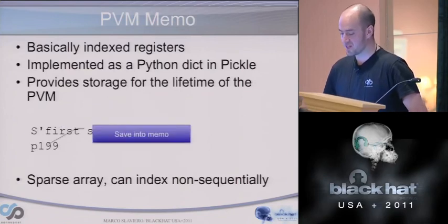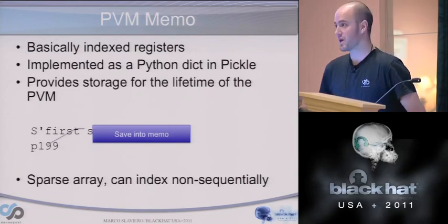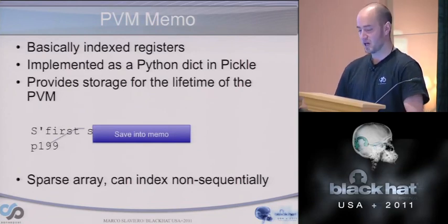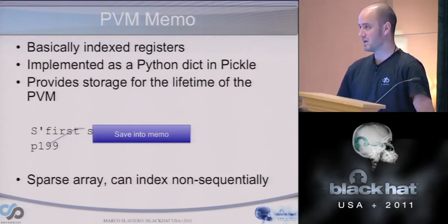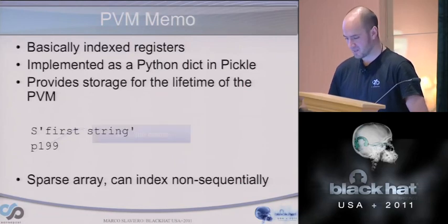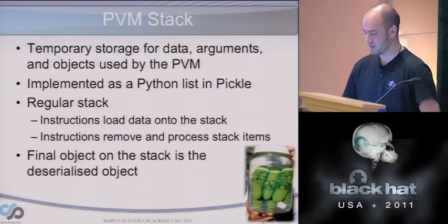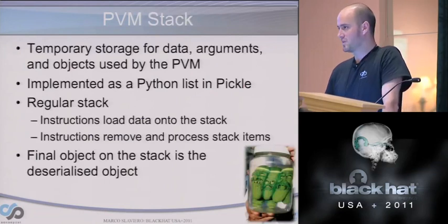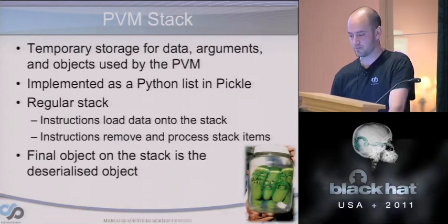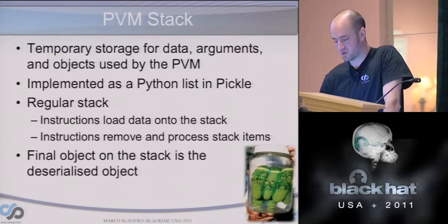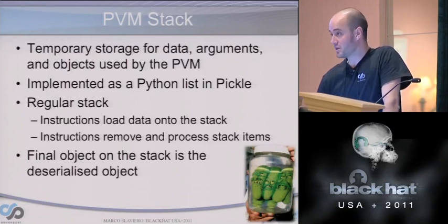Then the second instruction takes whatever's on the top of the stack, and it loads it into the memo. So you're getting an idea of the instructions. Because we're dealing with version 0, the Pickle is entirely 7-bit, so we can read it in just a text editor. Then the final part of the PVM is the stack, and that is a normal stack. It provides local storage in the PVM. And when it comes to the stack, what you'll find is that the opcodes primarily deal with the stack.